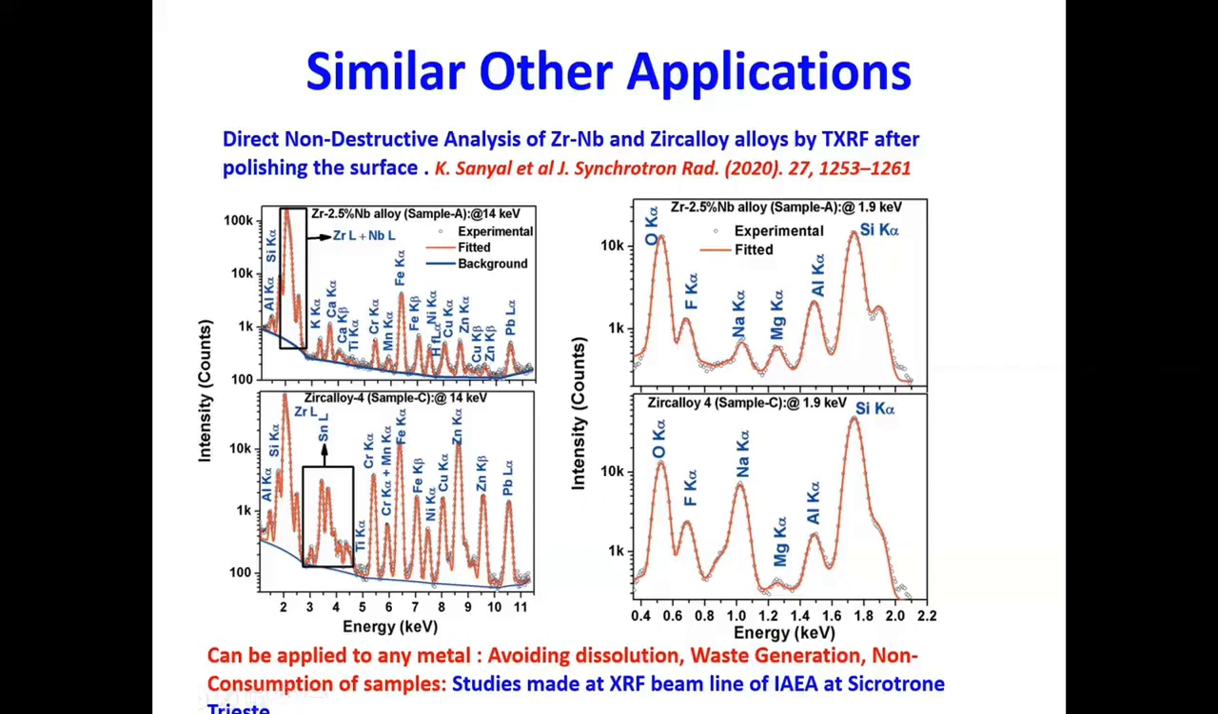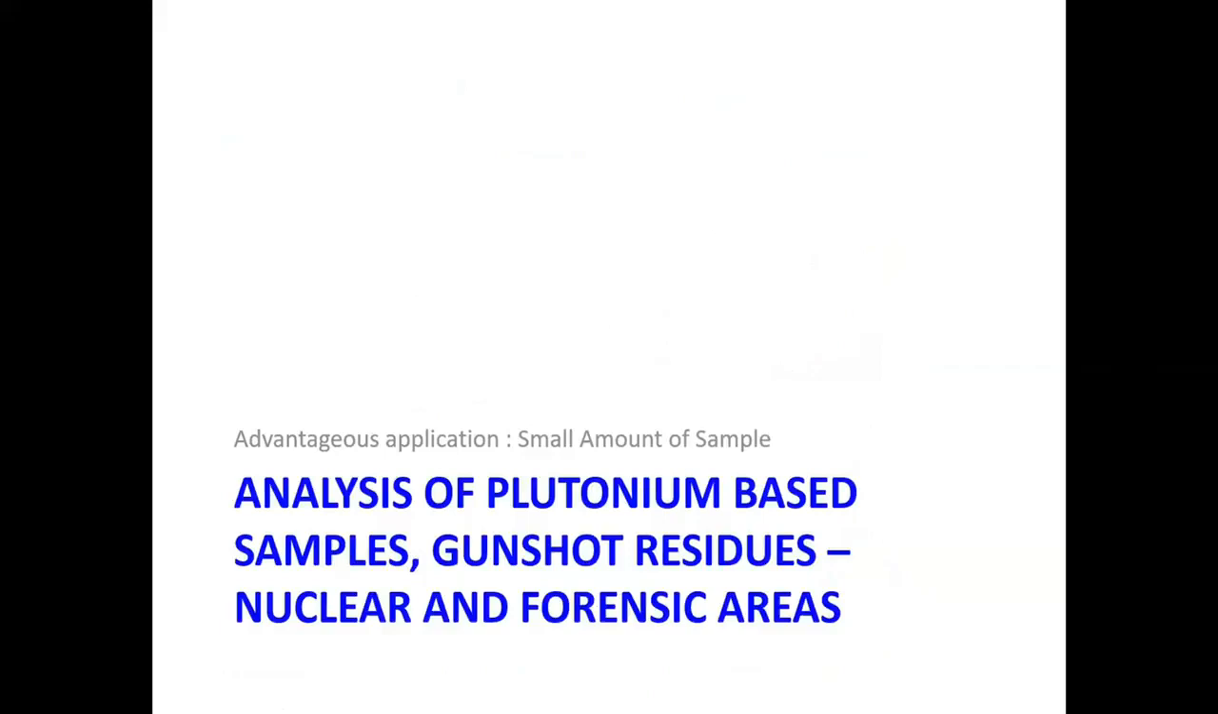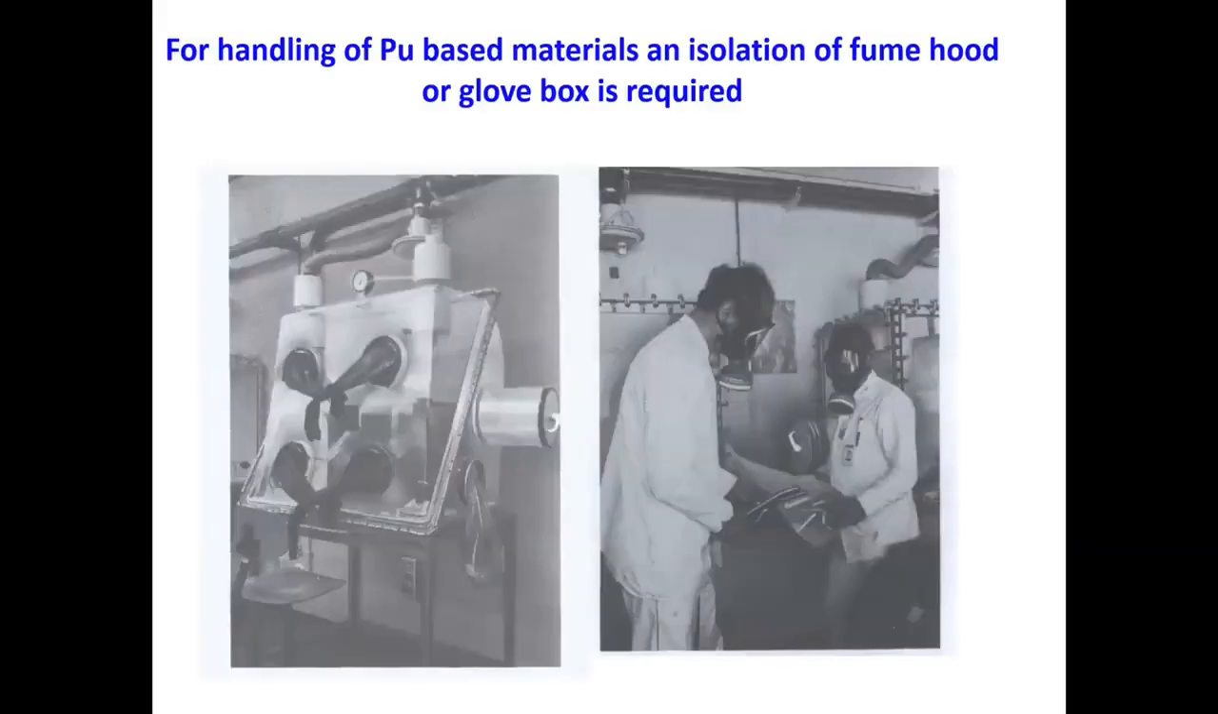This was another application. Now coming to another application, the analysis of plutonium based samples, gunshot residue, and nuclear and forensic areas, where the sample amount available is very, very small. For plutonium sample analysis, the sample available is not that small. We can take milligram or gram of sample. However, plutonium is radiotoxic and it is very costly also. And another thing, nuclear waste should be minimum.